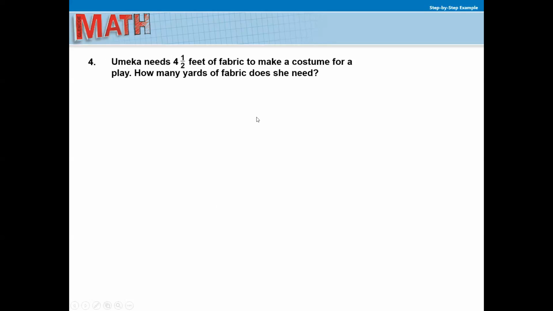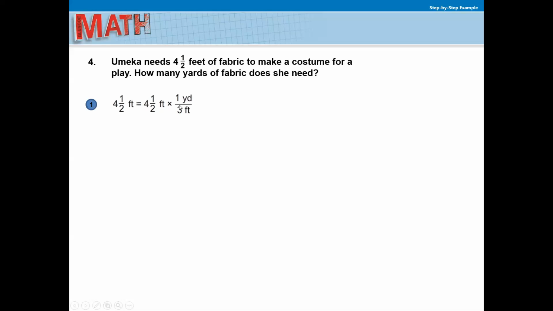Number 4, Yumika needs 4.5 feet of fabric to make a costume for a play. How many yards of fabric does she need? So we're going from 4.5 feet. I'm going to read it more than one time, right? I'm going to get the gist of it. Then I'm going to go back and see what we're comparing. We got 4.5 feet of fabric. How many yards? So they want me to go from feet to yards. So I'm going to go from something smaller to bigger. I think I'm going to multiply by the inverse. Let's see what they show us.